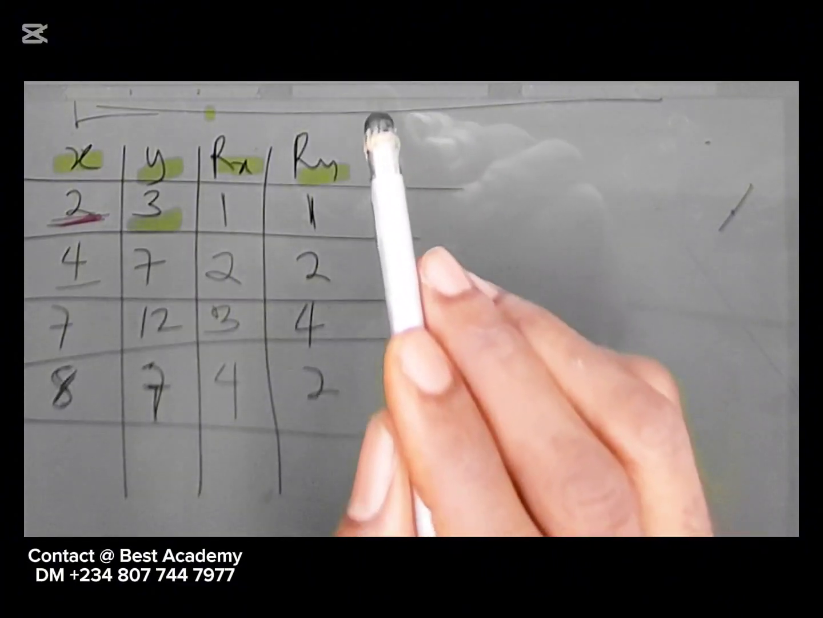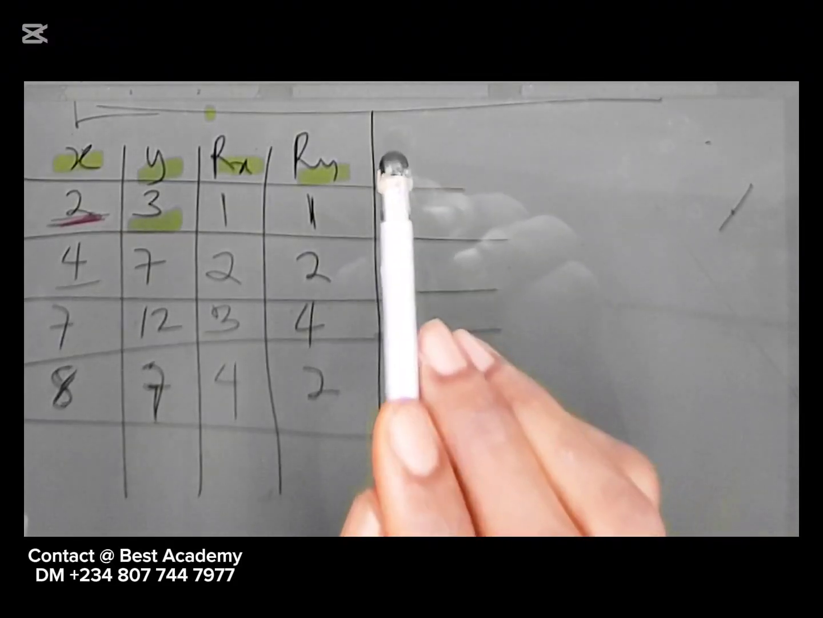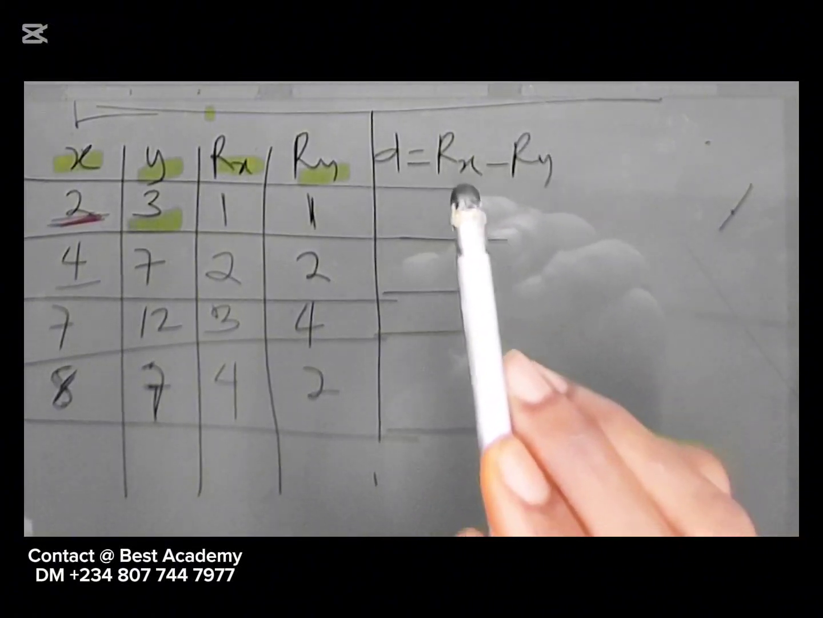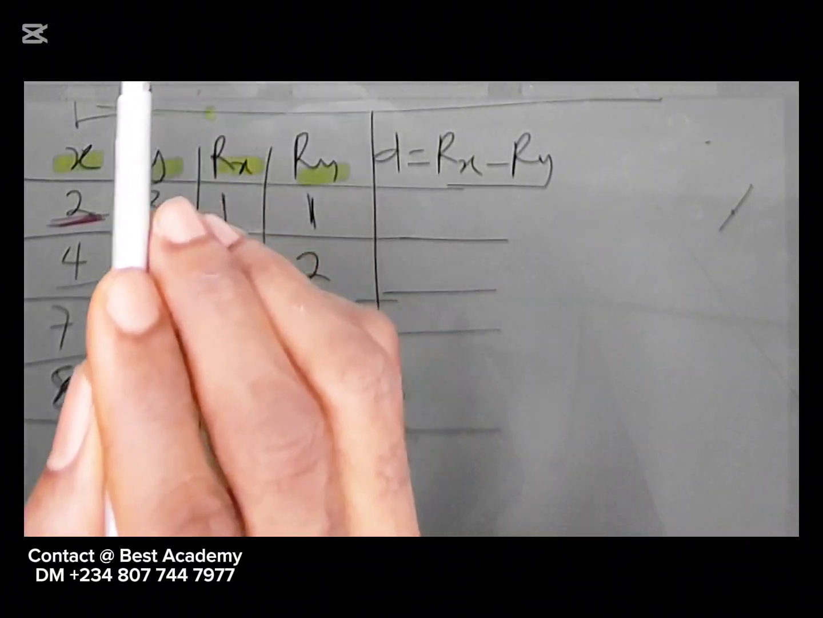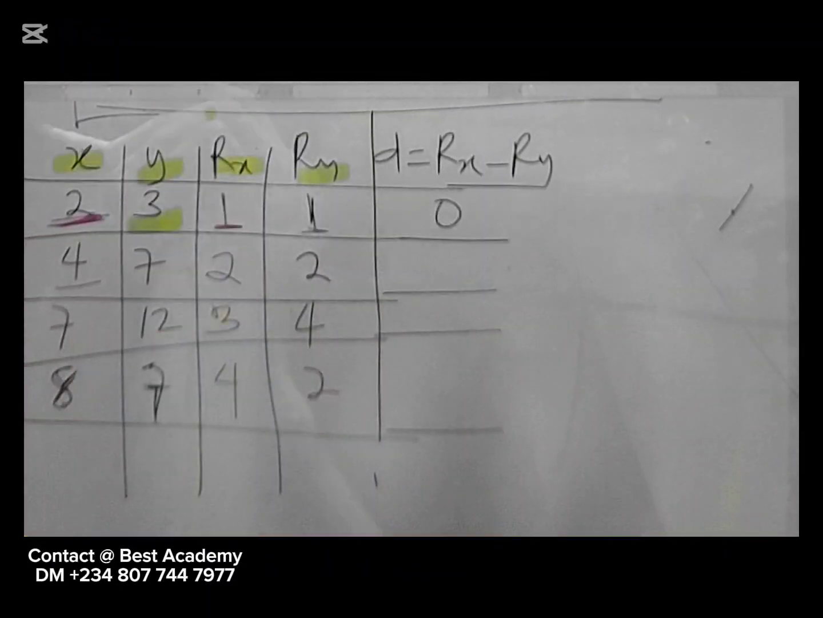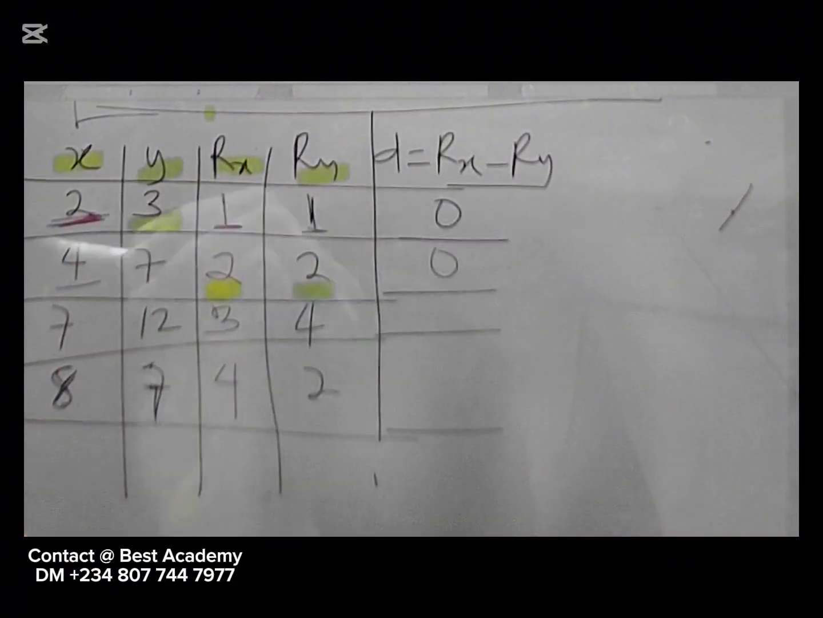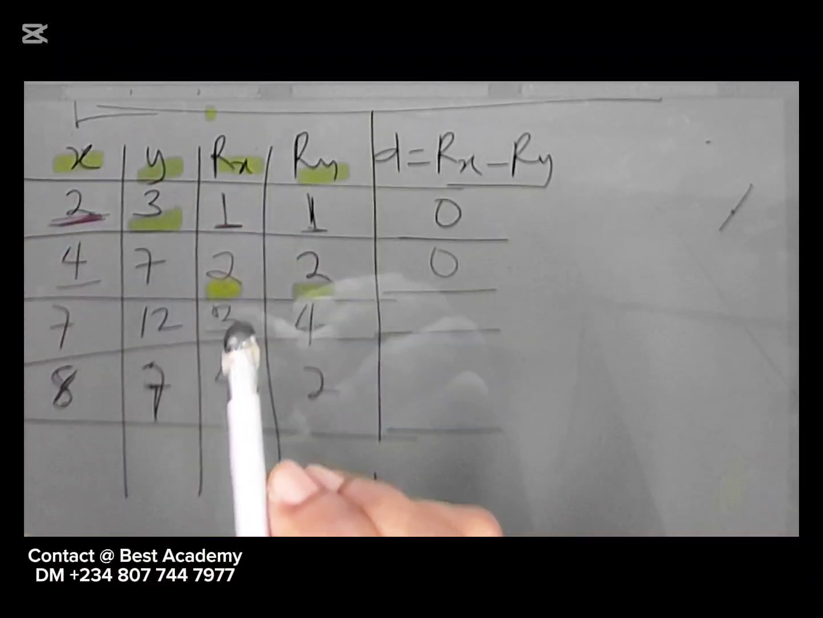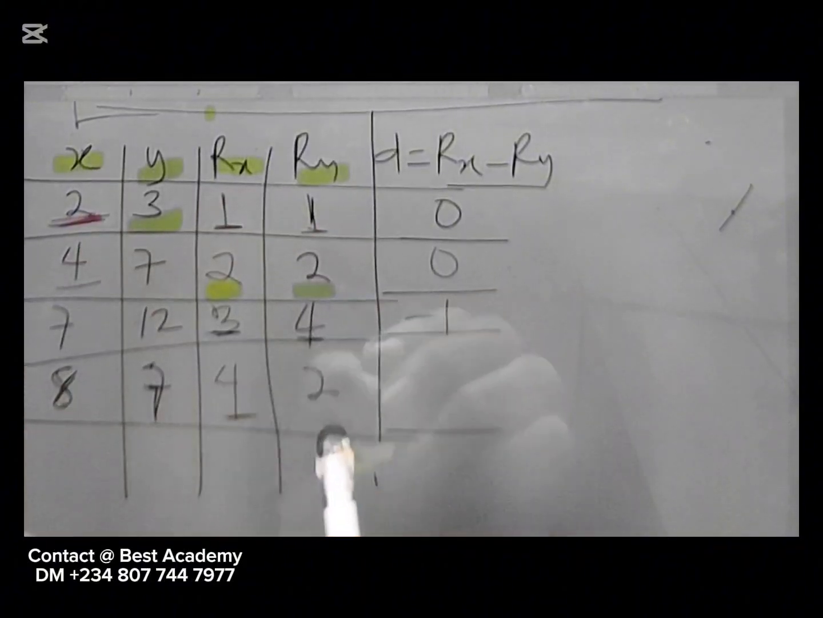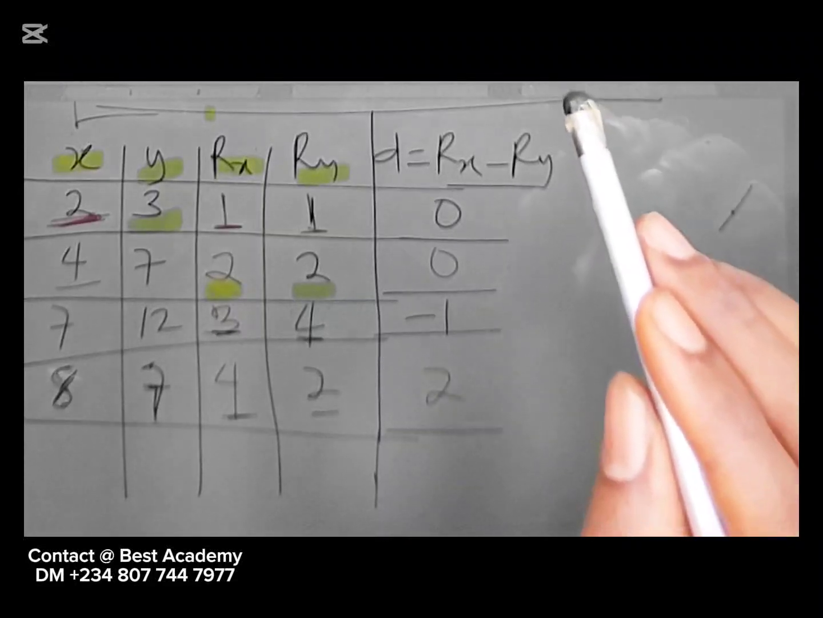Please take note. So the next thing here is to have the difference in the ranking. The difference here, that is D. Remember, D is said to be rank S minus rank Y. So let's have the values here. This one minus this will give us 0. This one minus this will give us 0. This one minus this will give us -1. This one minus this will give us 2. Please take note.